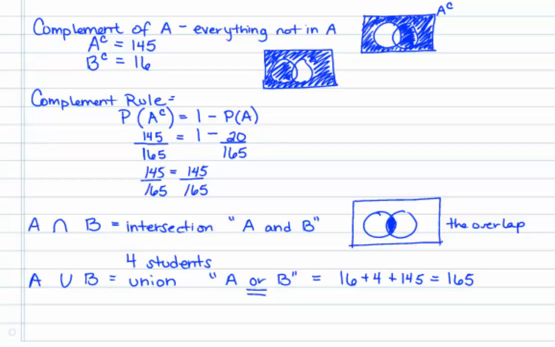Now, it's kind of tricky when you think of it separately, though, and I'm going to load that on the next page. But for now, hopefully you're getting the idea that union would be everything in A, everything in B, and everything that they share. You just got to be careful you don't count that middle section twice.